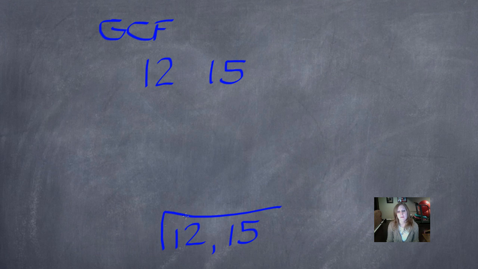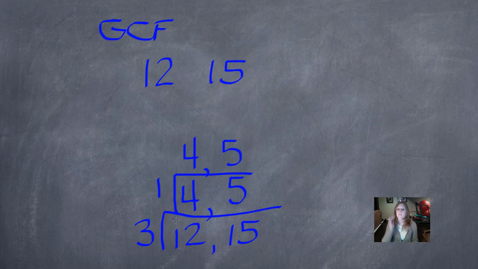And what number will divide evenly into 12 and 15? Well, 2 won't, because 15 isn't an even number. So let's try 3. 3 goes into 12 and 3 goes into 15. Yep, that'll work. 3 goes into 12 4 times. Put a comma. 3 goes into 15 5 times. Now we're going to make another layer. What number will divide evenly into both 4 and 5? Just 1. 1 goes into 4 4 times. 1 goes into 5 5 times.